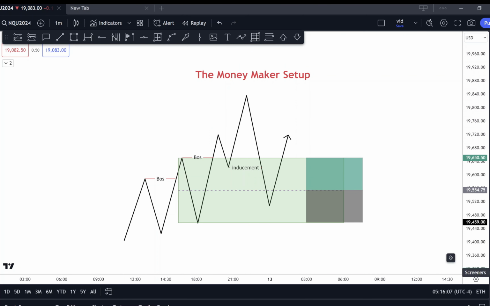Now, let me quickly introduce you to the Moneymaker setup. If you're thinking that trading strategies need to be complicated to work, think again. The beauty of the Moneymaker setup is its simplicity. In fact, it's so straightforward that I can teach you the entire concept in just a couple of minutes.